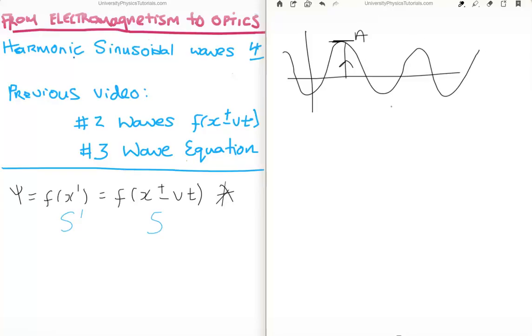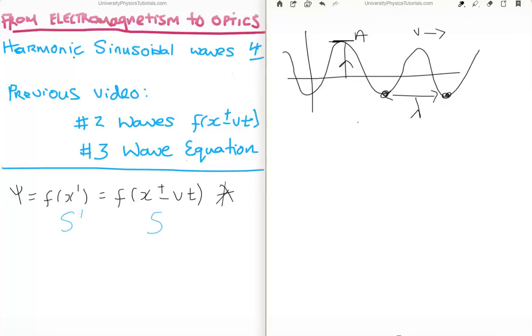Then we define the wavelength. The wavelength is the distance between two equal points on the wave, and we give the Greek letter lambda as the placeholder for wavelength. We also have the speed of the wave, v. In this case, let's say the wave is moving to the right. Now, the important point to note is as follows.